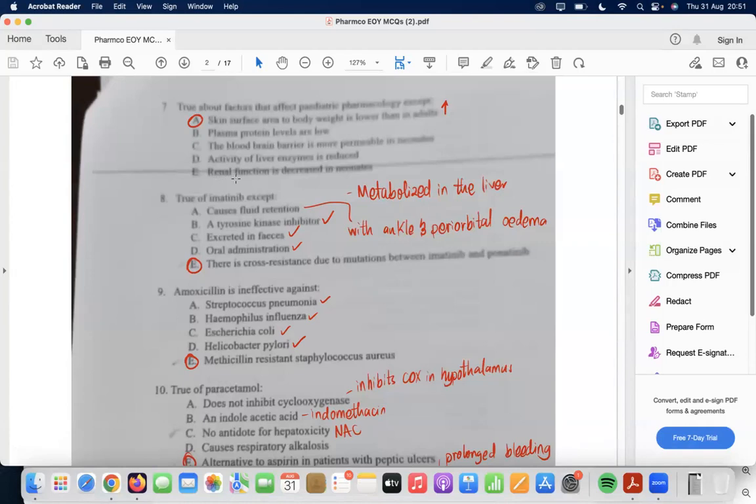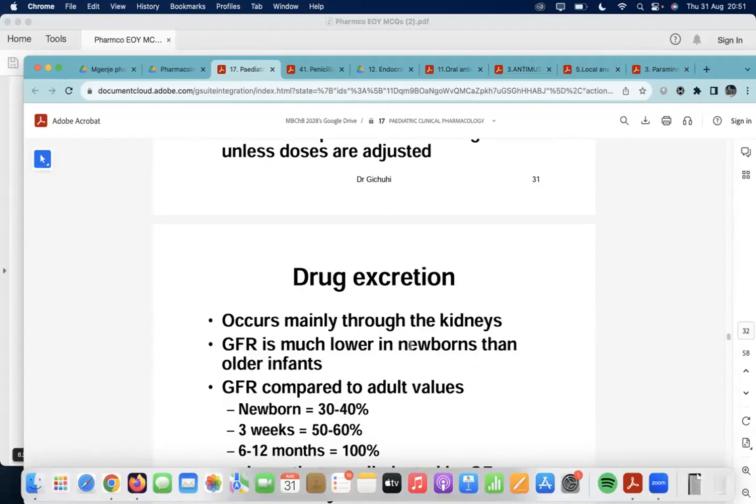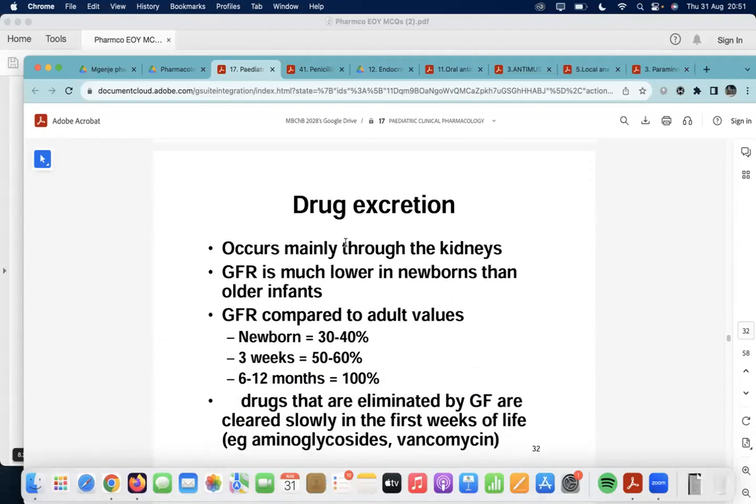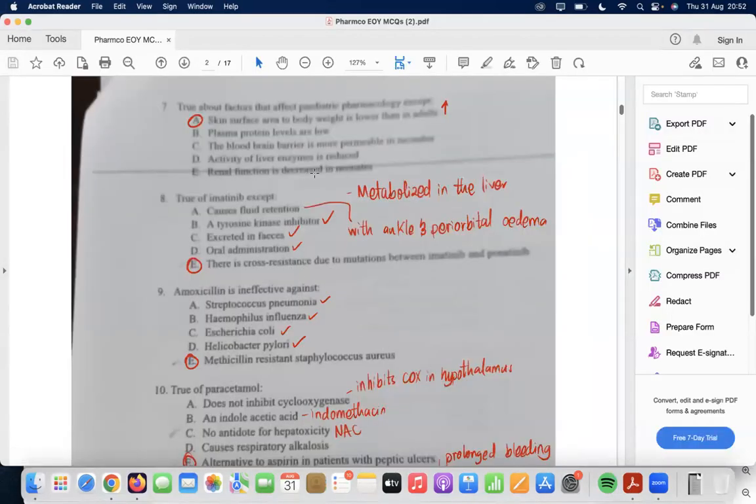So yes, the activity of liver enzymes is reduced. That's true. Choice E, renal function is decreased in neonates. You can get that in slide 32. Drug excretion occurs mainly through the kidneys. The glomerular filtration rate is much lower in newborns than older infants. GFR compared to adult values: newborn is 30 to 40% of the adult value, 3 weeks old, 50 to 60%, and 6 to 12 months is 100%. So basically, renal function is decreased in neonates.